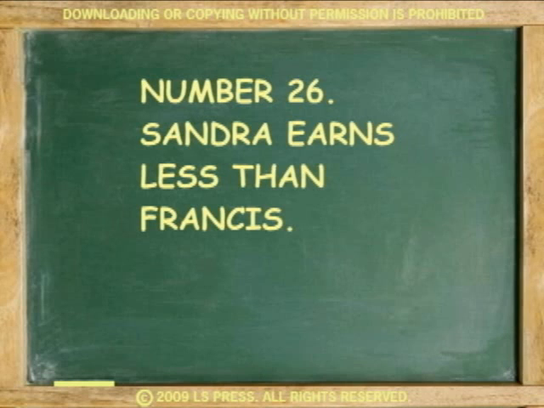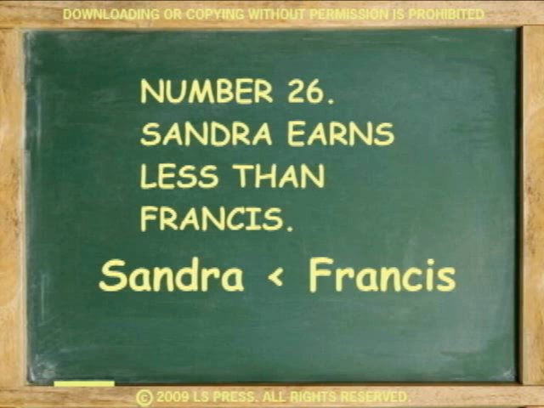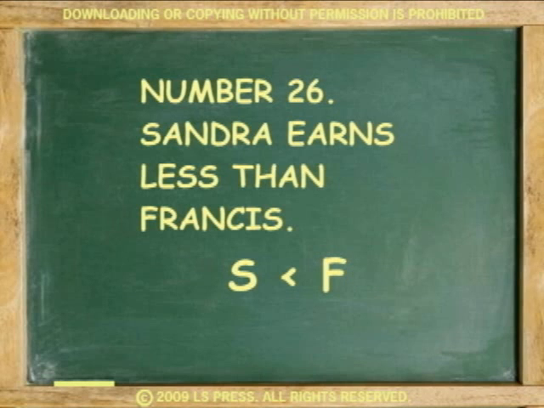Number 26. Sandra earns less than Francis. Because it is less, the arrow is directed towards the lower quantity. So Sandra is less than Francis is S is less than F.